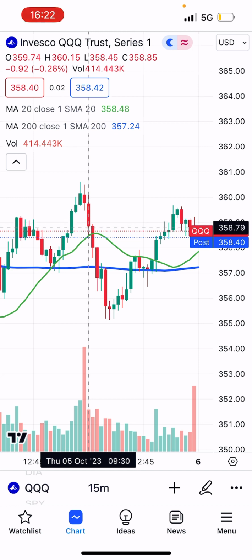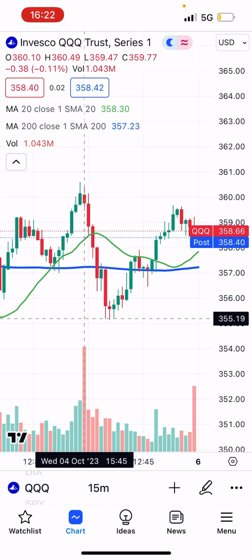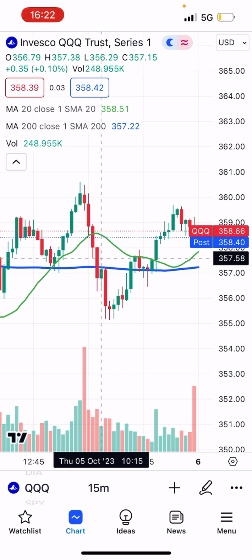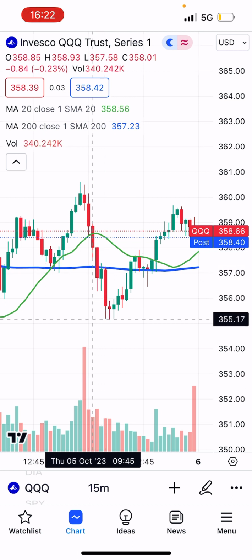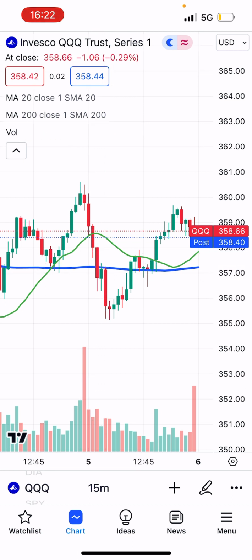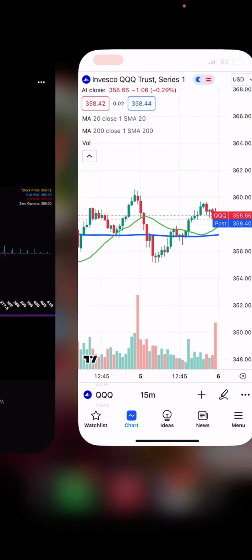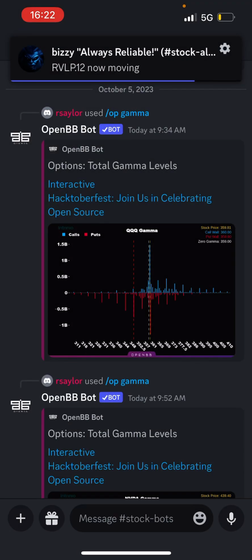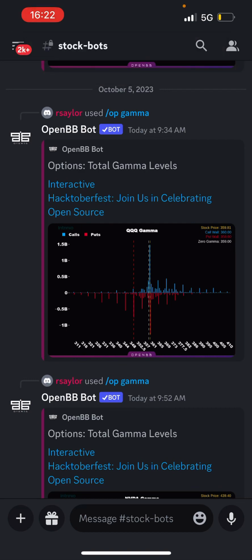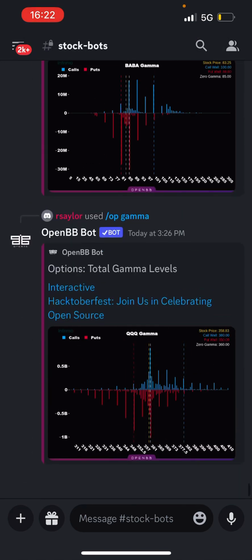Okay, and we just started selling off for the rest of the morning until about 355, right? Which is that major GEX level that Ketz had posted about, okay? So that's just another example of how you can use these gamma levels.